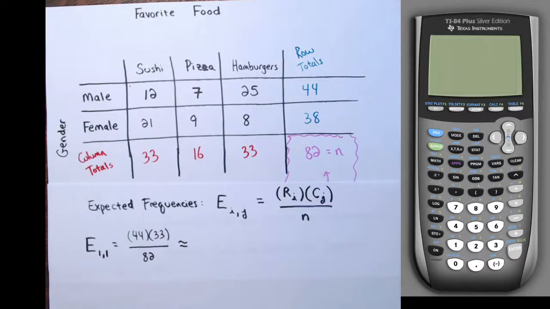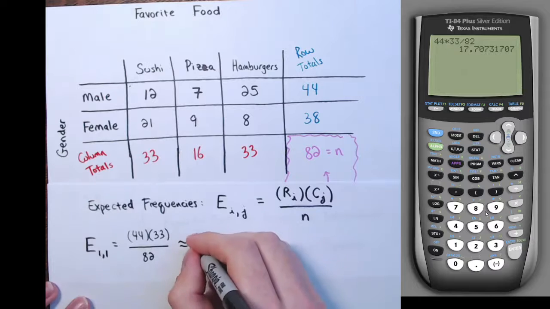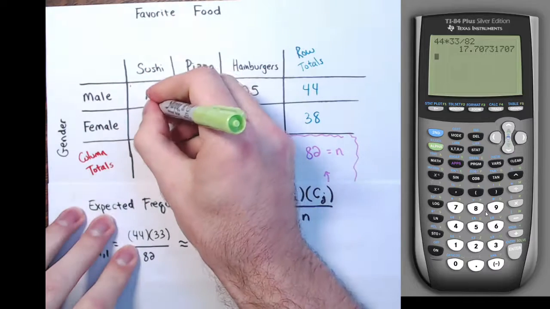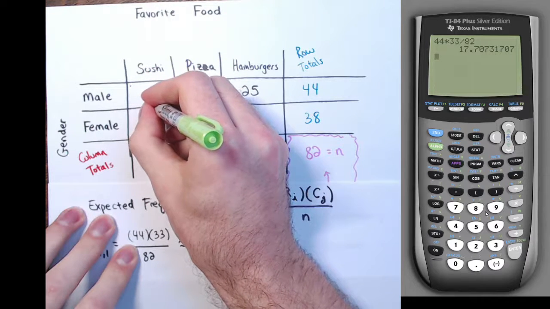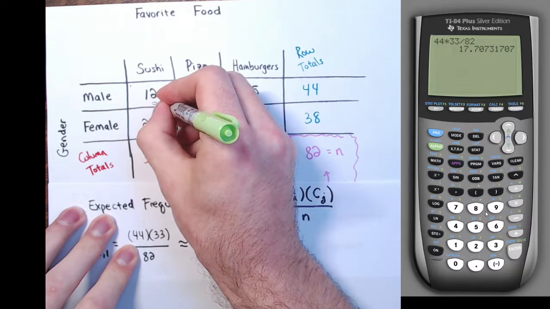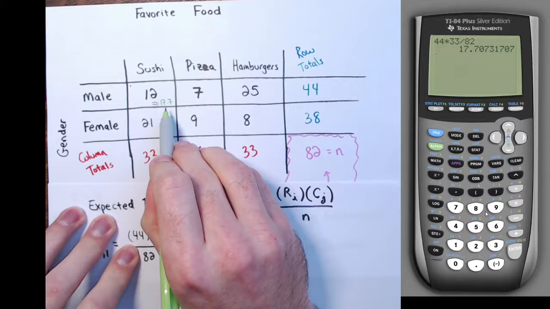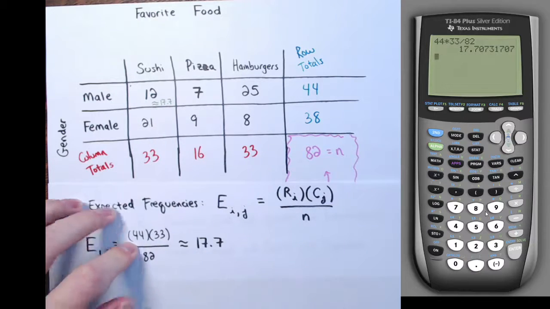All right, so I have my calculator up, and I'm going 44 times 33 divided by 82, and round it to 1 decimal place. This would be 17.7. All right, and I'll write that in this light green color. So again, I'll put approximately 17.7 for the expected value. So the observed value is 12. The expected value is 17.7.